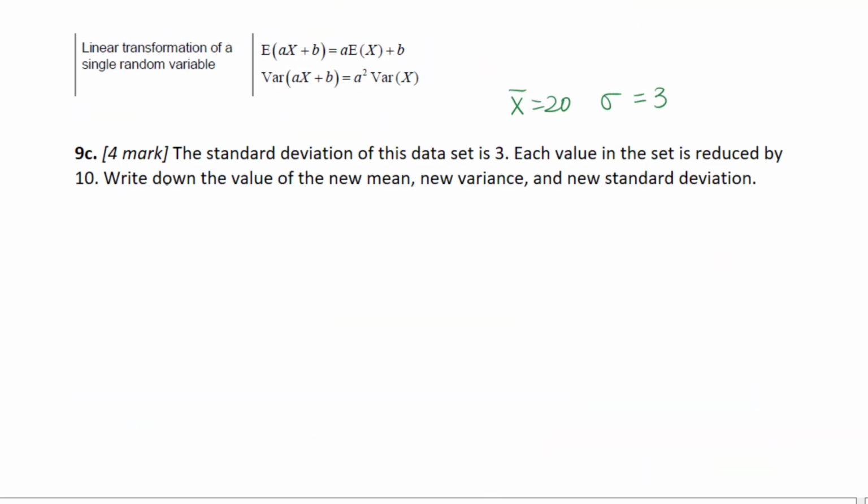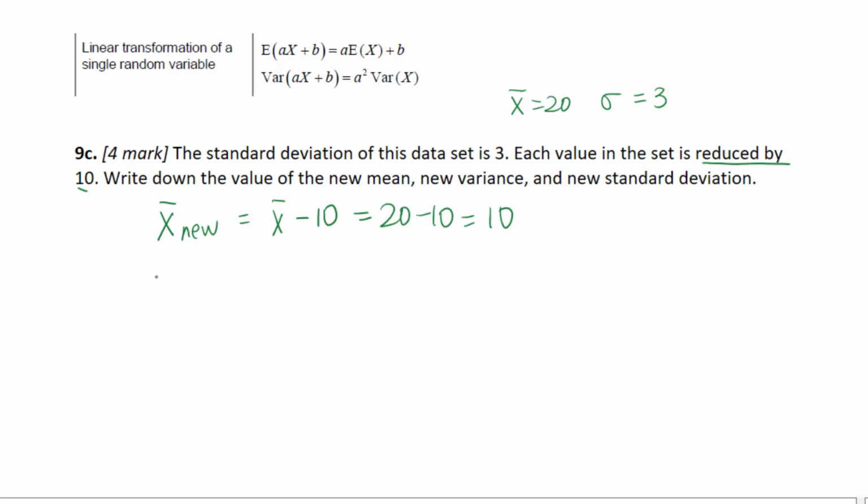Let's go to 9c. The standard deviation of this data set is 3. Each value in the set is reduced by 10. Write down the value of the new mean, new variance, and new standard deviation. For the new mean, it equals your original mean minus 10, which is 20 minus 10 equals 10.